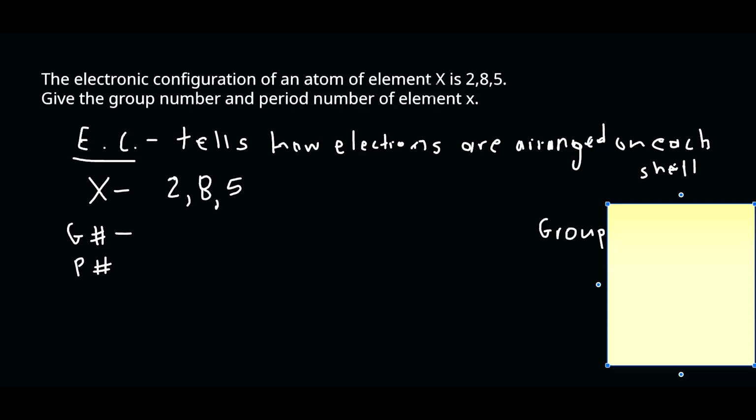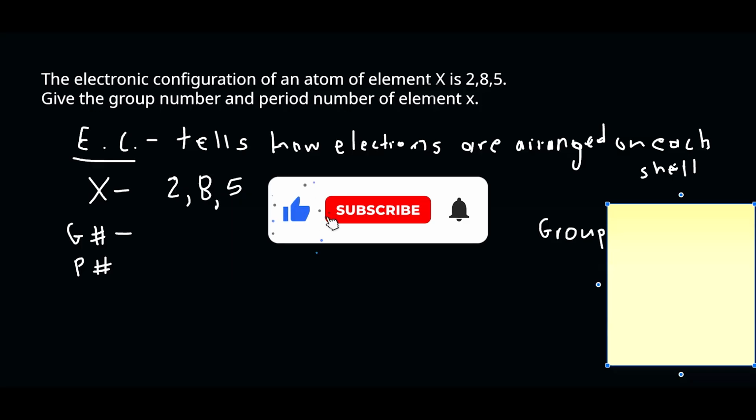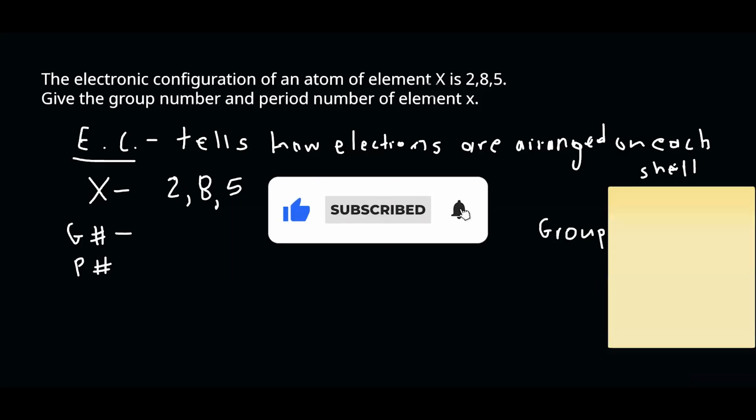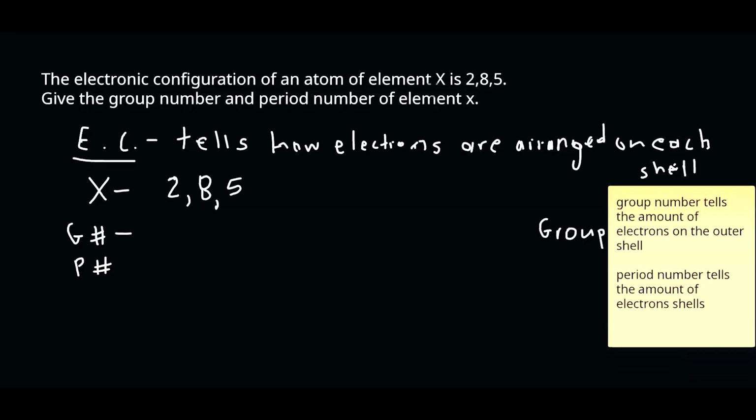So let's go. We know that based on previous knowledge, so we're using that now to dissect the question. Immediately once we know these things, we can go ahead and answer the question. So we're gonna give the group number now. What is the group number? 2, 8, 5 is the electronic configuration. What's the group number? Which group? Give the group number and the period.